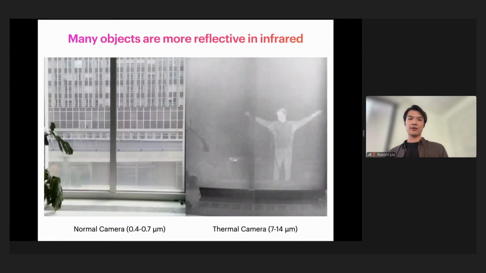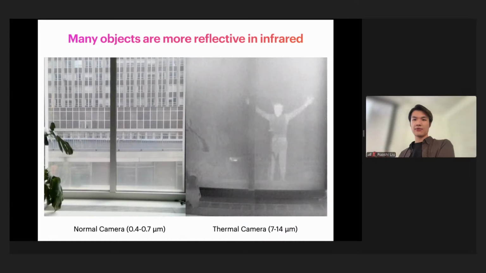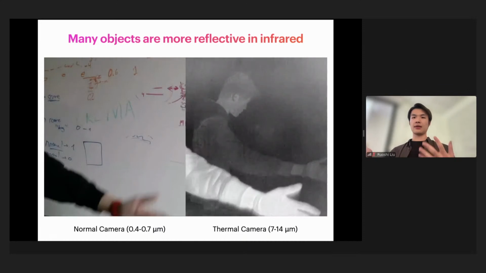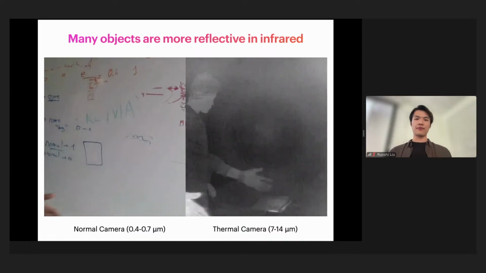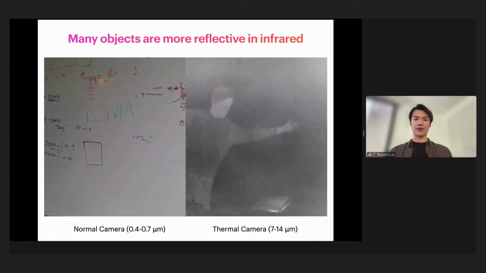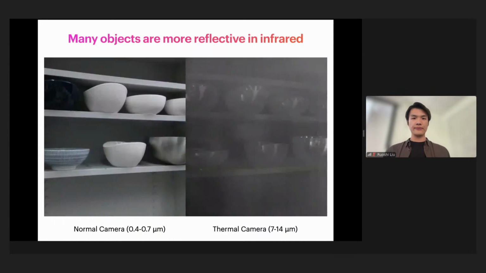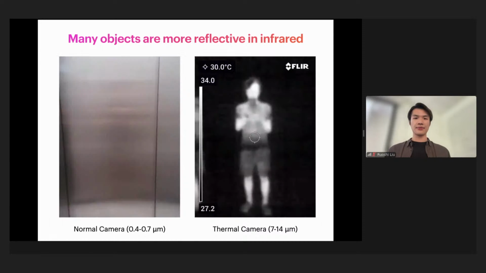As I mentioned, many surfaces are more reflective in the infrared. For example, glasses. This is a specific comparison as well: you don't see any reflection in the normal camera, but you see a very nice reflection in the thermal camera. Like whiteboards in our lab, you don't see any reflections in the normal camera, but very clear reflections in the thermal camera. And the cars I showed before. And there are bowls here, ceramic bowls, metal bowls. They're all very nice reflectors of infrared.